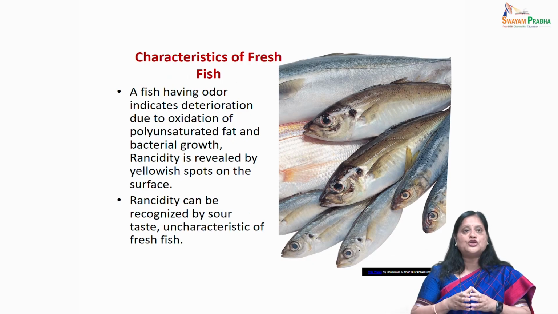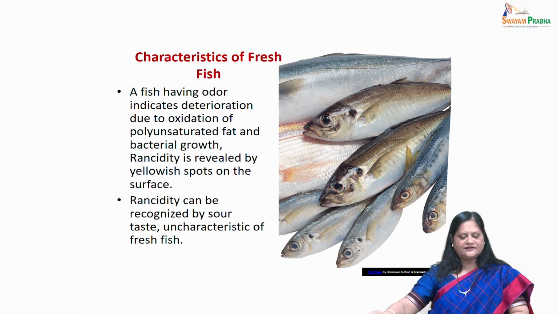A fish having an odor indicates deterioration due to oxidation of polyunsaturated fat and bacterial growth. Rancidity is revealed by yellowish spots on the surface. Rancidity can be recognized by the TBA test, uncharacteristic of fresh fish.